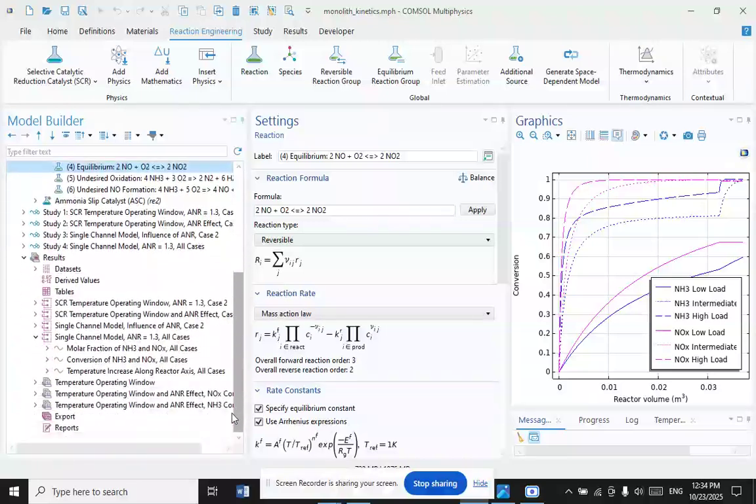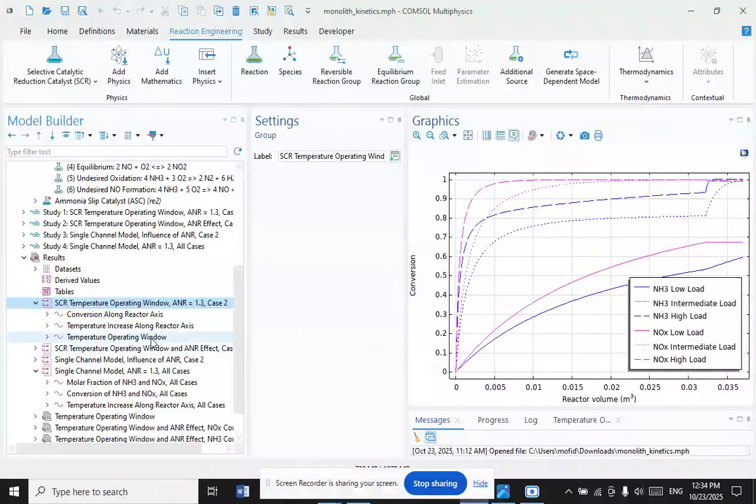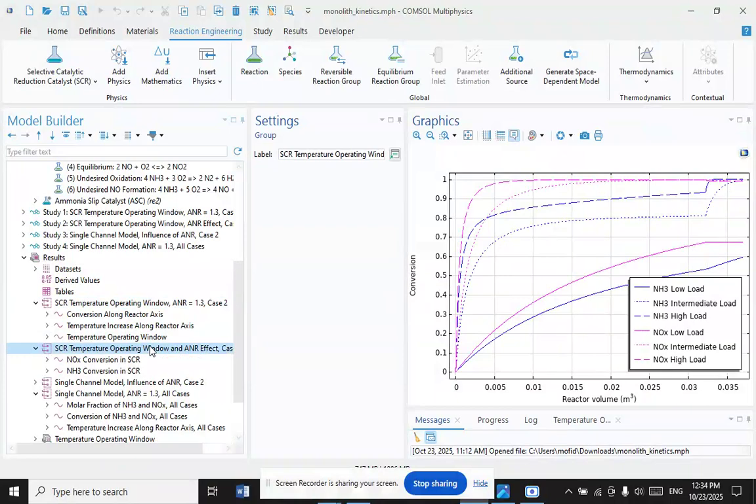The last thing is the result, that is the SCR temperature operating window.